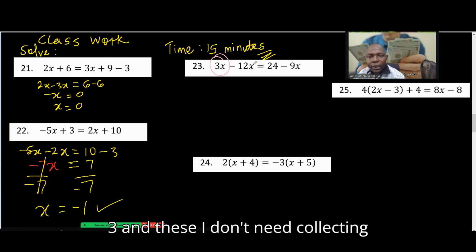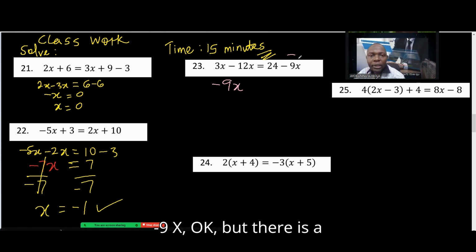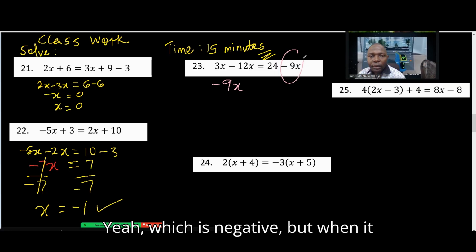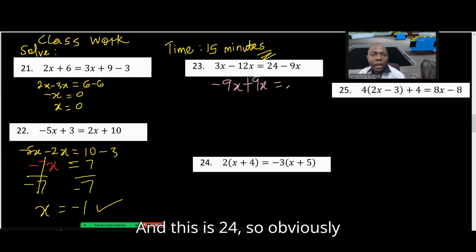I have 3 and this, I don't need collecting anything there, but 3 minus 12 is negative 9x, okay? But there is a 9x coming here, right? Yes, which is negative. But when it crosses, it becomes positive, okay?